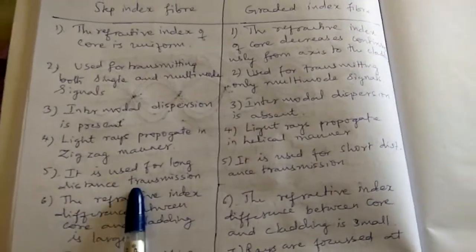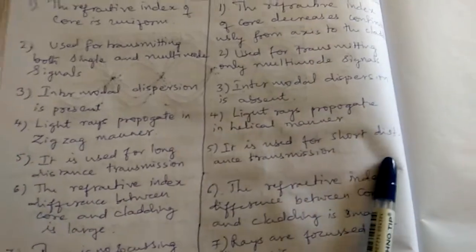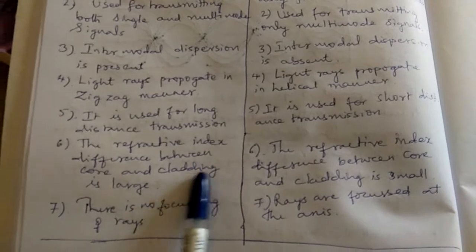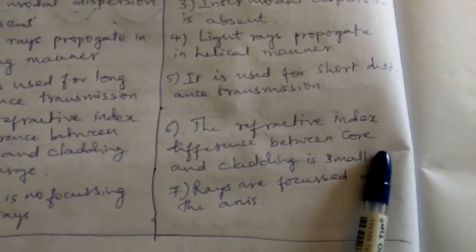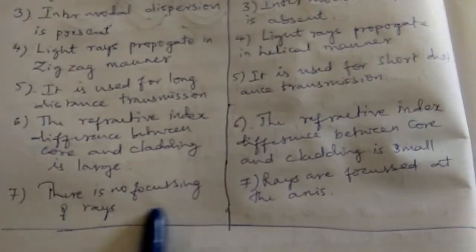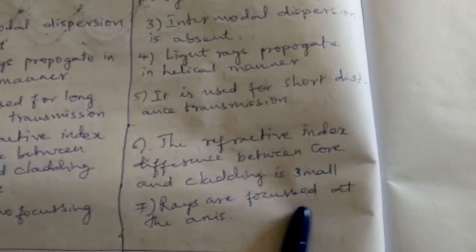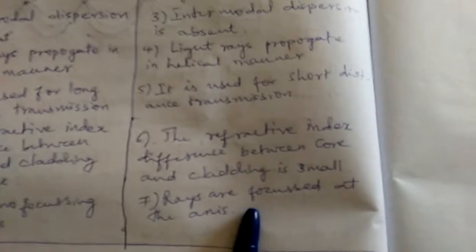It is used for long distance transmission. It is used for short distance transmission. The refractive index difference between core and cladding is large. The refractive index difference between core and cladding is small. There is no focusing of rays in step index, but in the case of graded index, rays are focused at the axis. Now let us study a derivation for the attenuation coefficient.